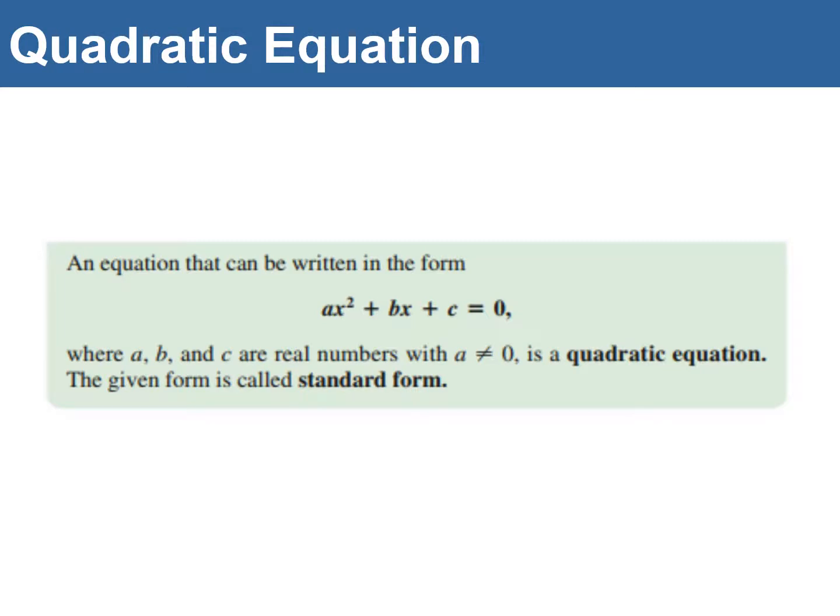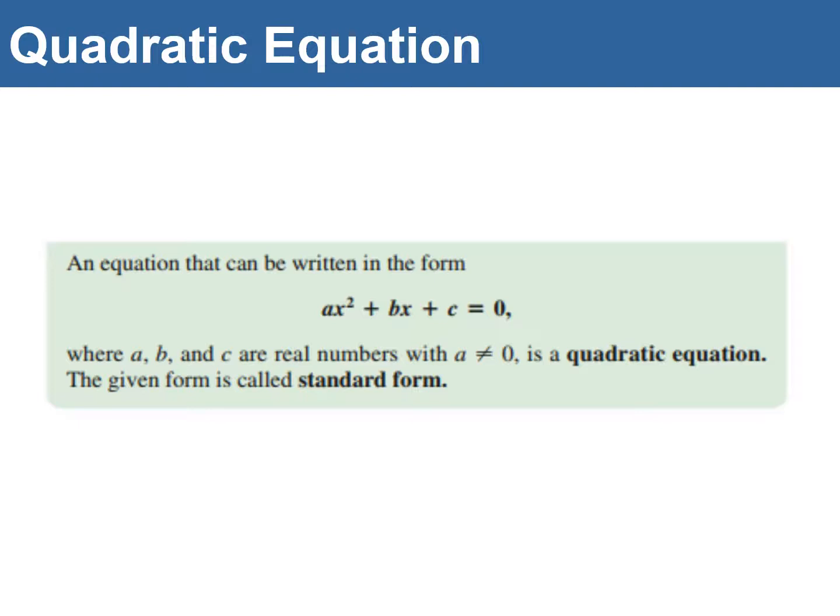Suppose I have a quadratic equation. In standard form, it's written ax squared plus bx plus c equals 0. Now, it's very important that a, b, and c be real and that a not equal 0. Otherwise, of course, we have a linear equation.